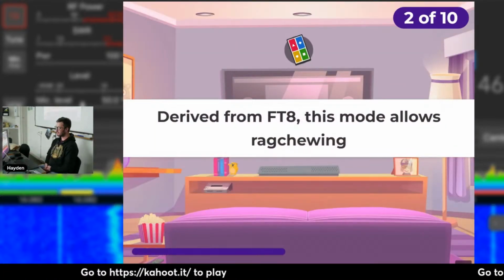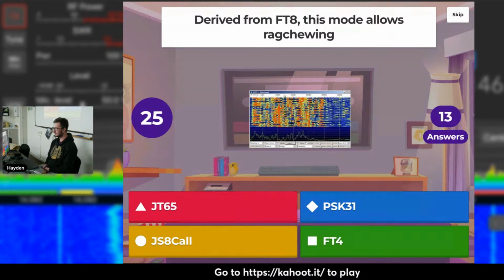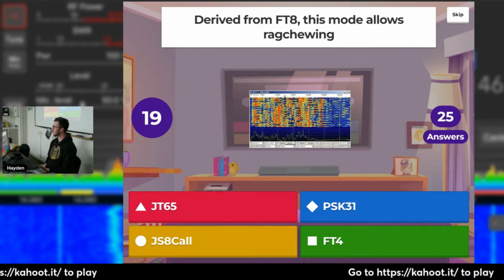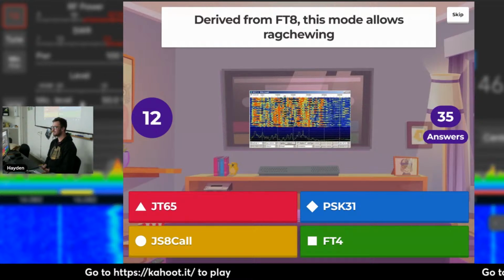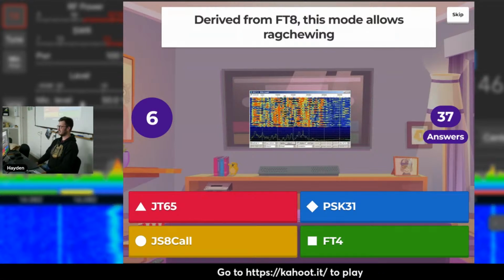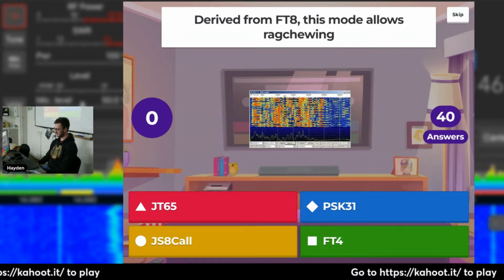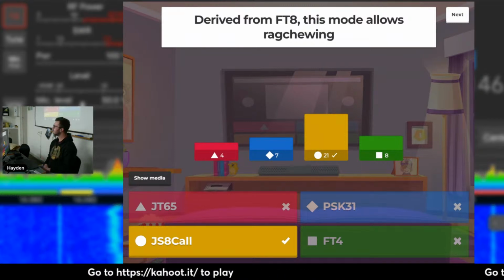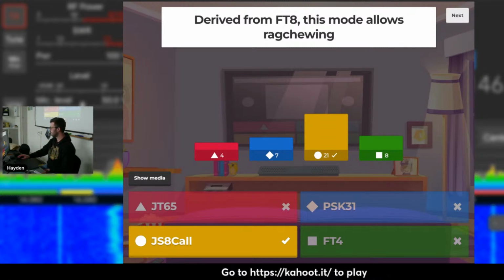Okay. Derived from FT8, this mode allows rag chewing. Is it JT65, PSK31, JS8Call, or FT4? Which mode derived from FT8 allows rag chewing? If you listen to the broadcast every Sunday morning you would get the big clue right there. 9 a.m. is too early. Tim says, does this count as FT8DX? It is JS8Call. You can do keyboard to keyboard using an FT8 type of mode.